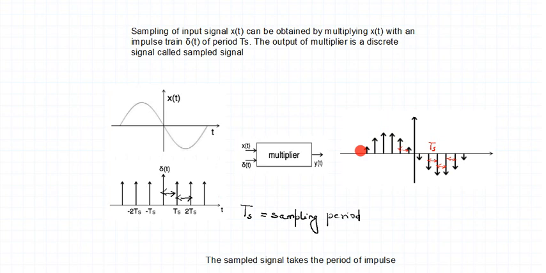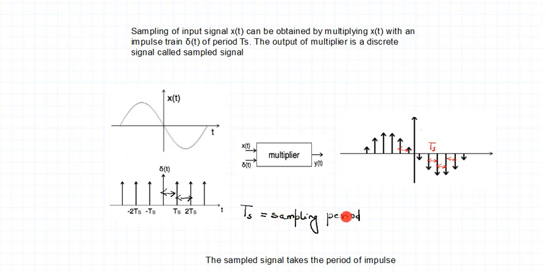So a simple multiplication of a CT signal with the train of impulses results in a discrete time signal. This process is called sampling. The process in which we transform a CT signal into a DT signal is called sampling. And the period that we decide between the samples is called the sampling period.